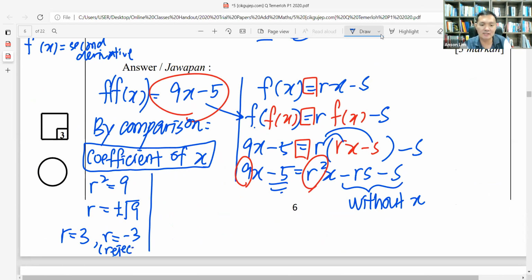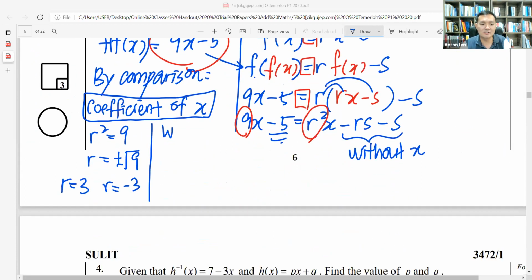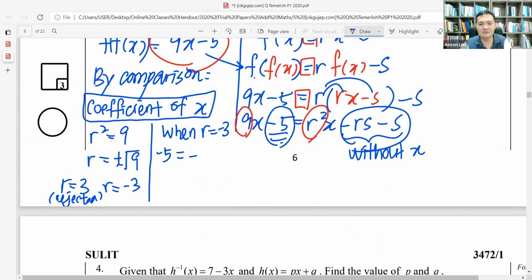So you can say rejected since r less than 0. They say r is less than 0, right? Double check, they say r less than 0. So rejected the positive one, right? Okay. So when r is less than 0 means negative 3. You see, negative 5 equals to negative rs minus x. So this is actually the constant. You're comparing the constants.